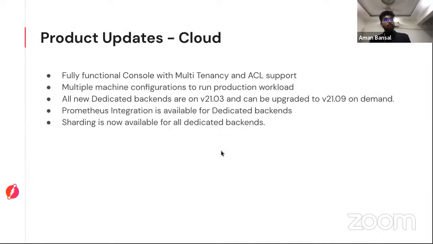Yeah, so on the cloud side, in the past couple of months, we have a fully functional console over the cloud with complete multi-tenancy and ACL support. At the same time, we have also added multiple machine configurations. If you go to cloud, you can see that we now have 4C, 8C, 16C, 32C, 64C, all different configurations with different memory options so that you can run your production workload in a more efficient manner.